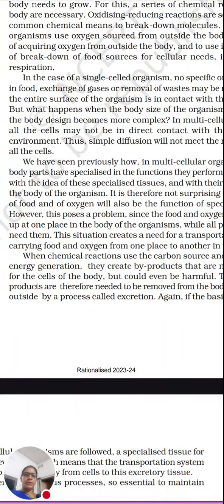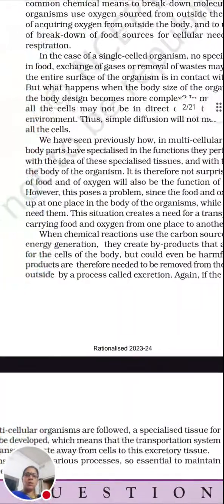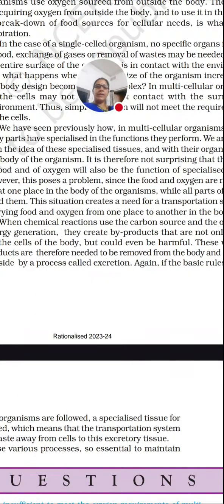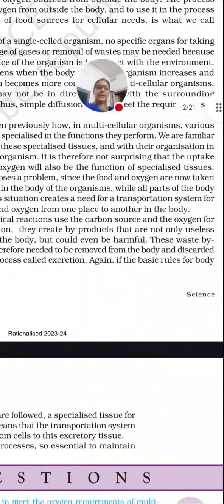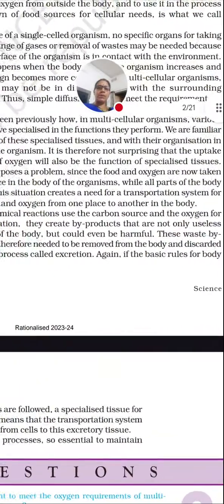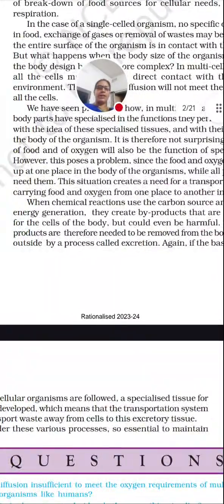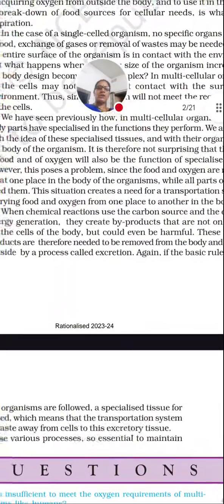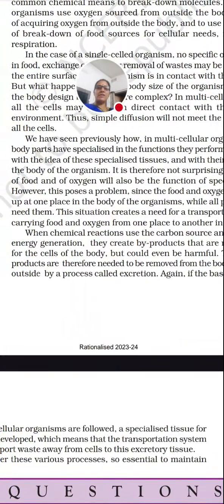When chemical reactions use the carbon source and oxygen for energy generation, they create byproducts. These byproducts are not only not used by the cells of the body but could even be harmful. These waste byproducts therefore need to be removed from the body and discarded outside by the process called excretion. So stepwise they explained all the processes, like what the different life processes are. The different processes which are important for the survival of the organism are called life processes. One by one, they explained the processes.